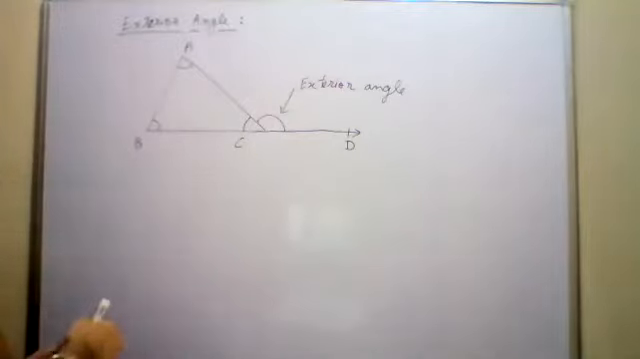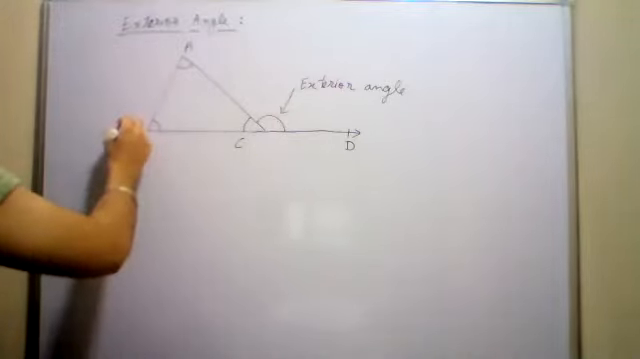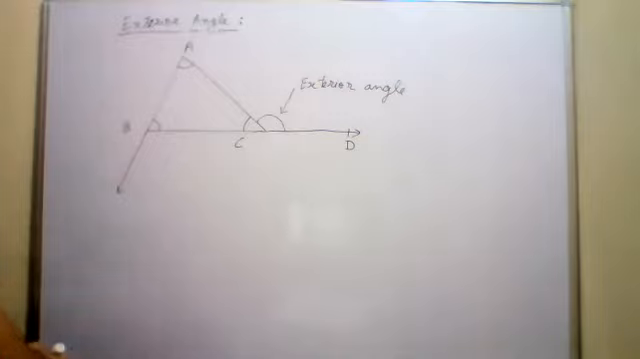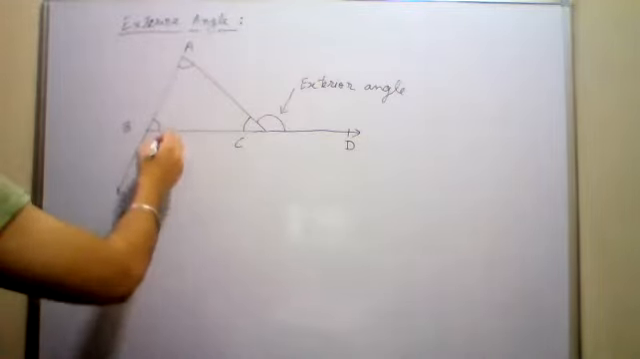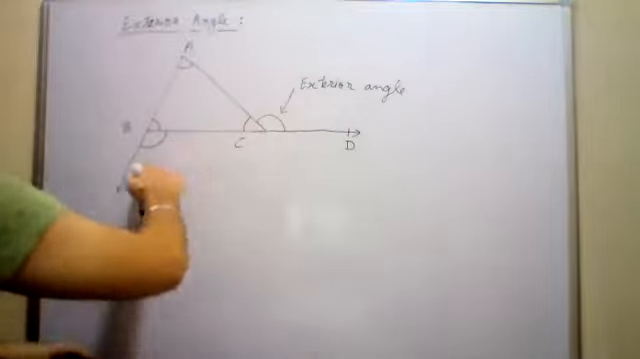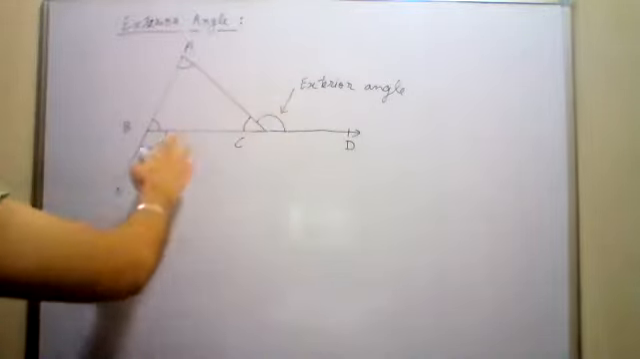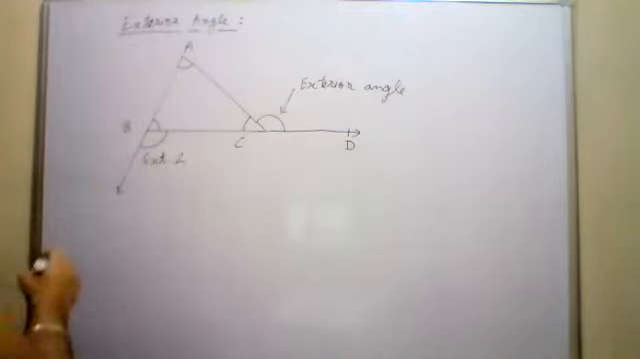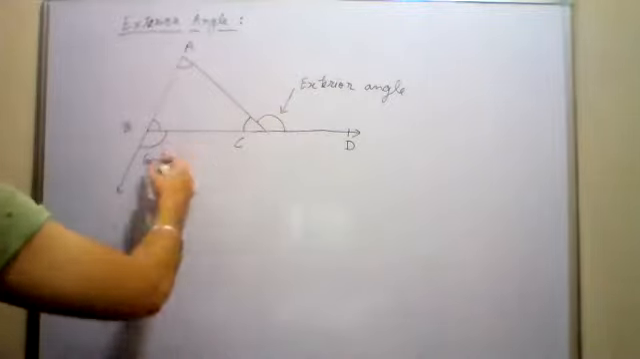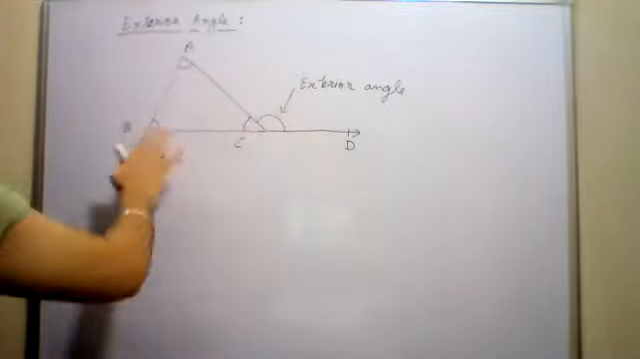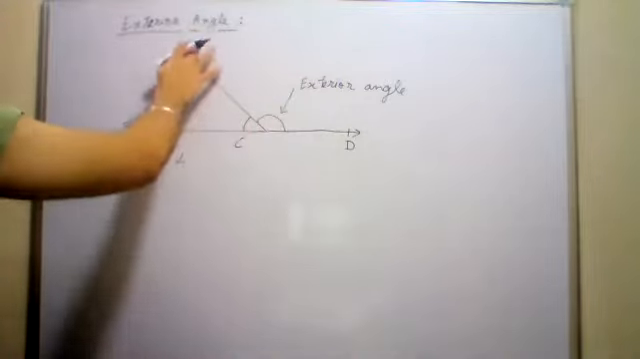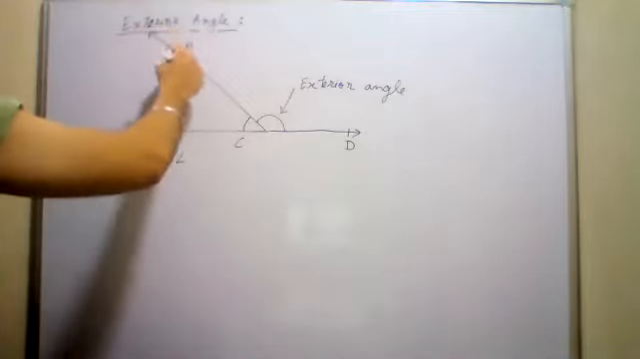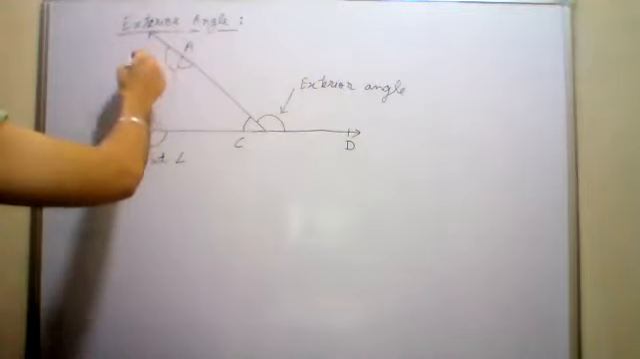What about the other two vertices? Now on vertex B, if I produce the side AB, then another exterior angle is formed. These two are different. This is the first one and this is the second one. This is an exterior angle, but it is a new one. So these are two different angles. And what about the third one? If I produce the side CA like this, you get another angle here. So this is your third one.